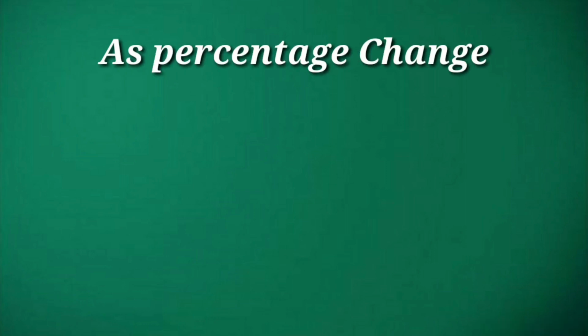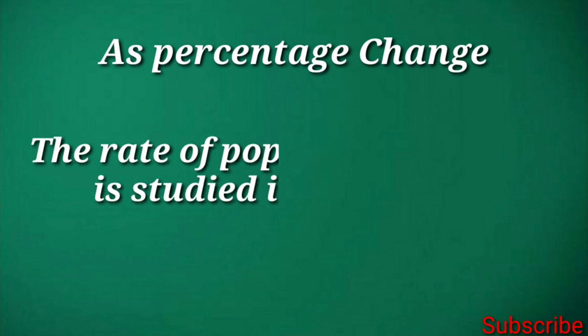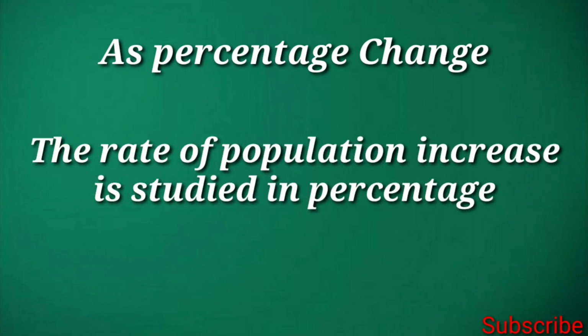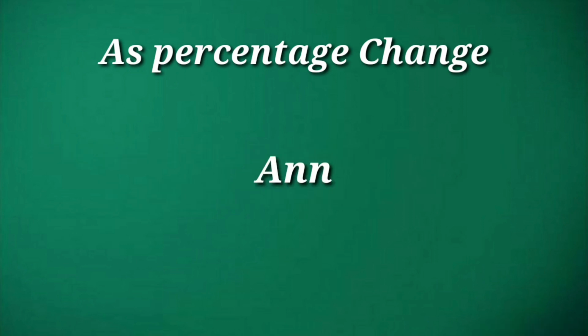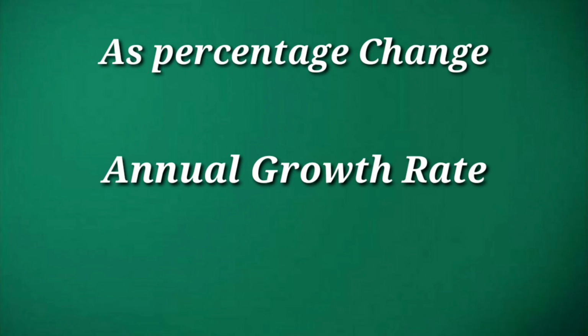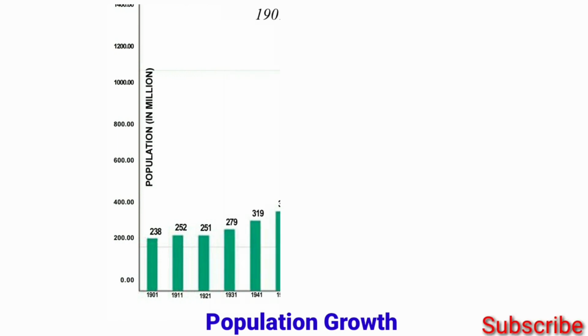The second way we express change in the size of population is as percentage change. The rate of population increase is studied in percent per annum. For example, the rate of increase is 5% per annum. It means in that year there was an increase of 5 persons for every 100 persons. It is calculated year by year, so it is referred to as annual growth rate. And India's population has been increasing steadily.